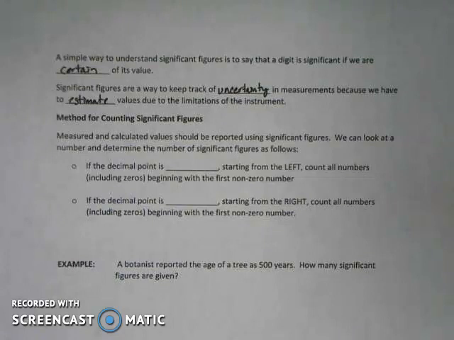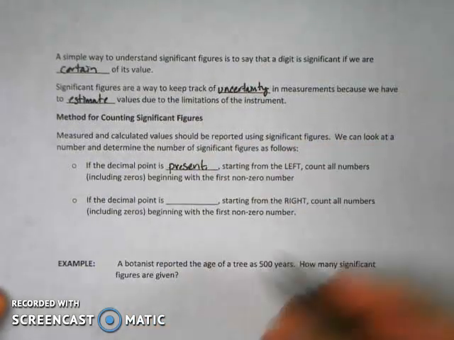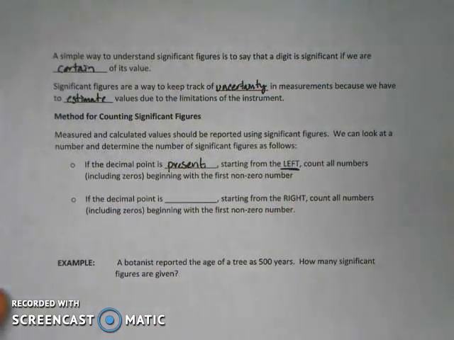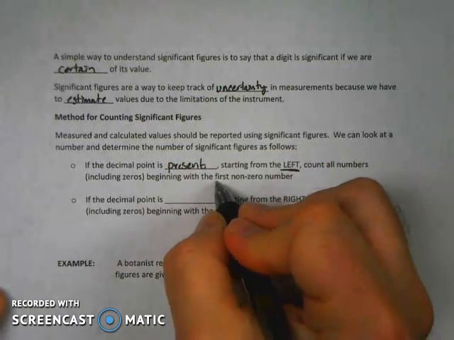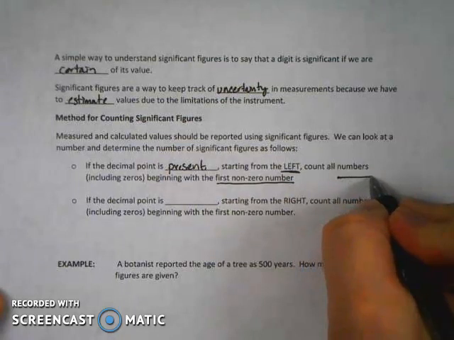Anytime we measure something in science class, we should report our measurements to significant figures. So we can just look at a number and say how many significant figures it has. And it's all based on whether or not our number has a decimal point. If a decimal point is present, we start from the left of the number. We count all numbers, including zeros, beginning with the first non-zero number. So we start from this side and we go this way.